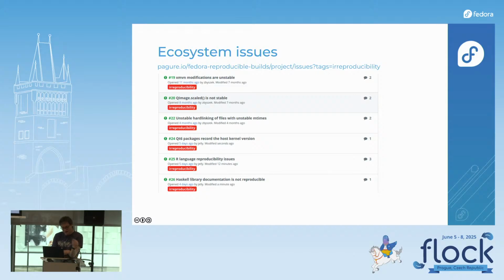Okay, unstable hard linking of files with unstable mtimes. This is another fun one. In package builds, we run a hard linking step where we replace files that are identical multiple times in the same package with hard links. And this allows the RPM to not copy around as much data.